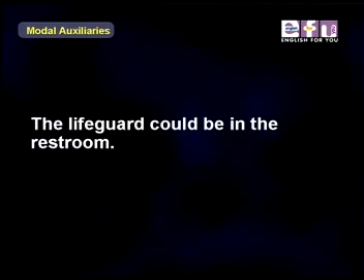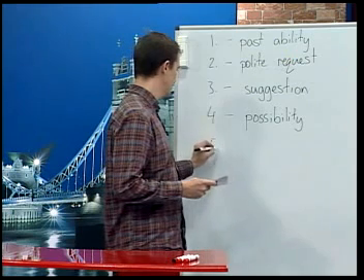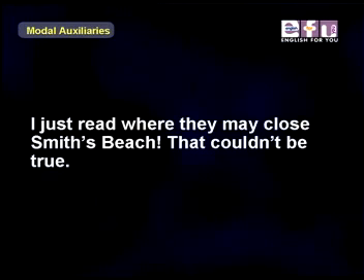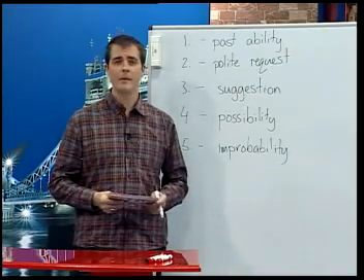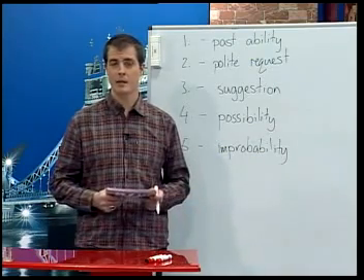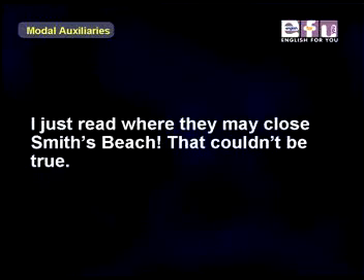You have a good idea, you want to tell someone, so you say, you could try the waves at Laguna Beach. Okay, the fourth sentence, could is now used for possibility. So the lifeguard could be in the restroom. And in the fifth sentence, could is used for improbability. Okay. That means something probably isn't going to happen, or you don't believe that something can happen. So in the sentence it says, I just read that they may close Smith's Beach. That couldn't be true. It's like, I don't believe it.